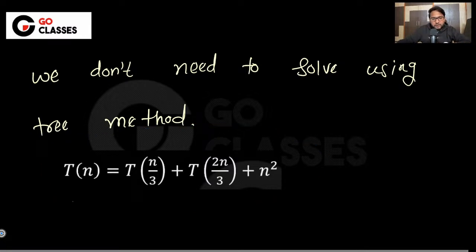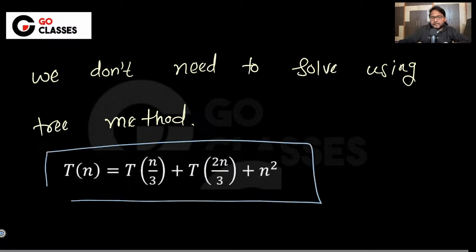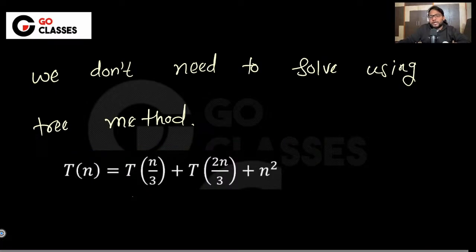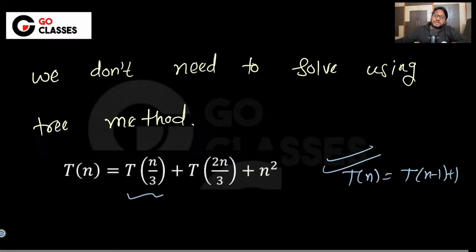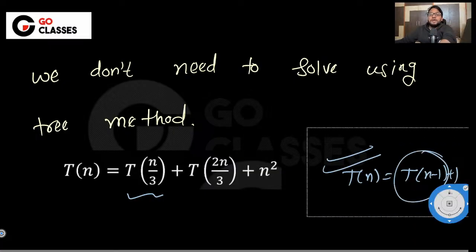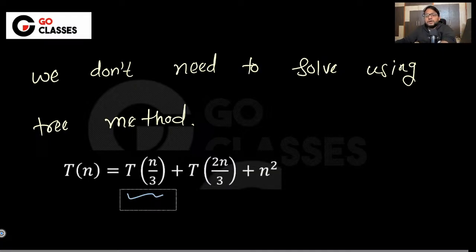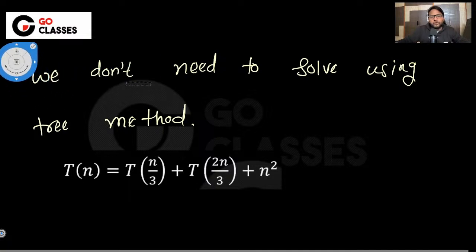See, those who know the substitution method, we have already seen it. It will be very complex to use the substitution method if we have 2T. If the form is like T of n minus 1 plus 1, with only one T, then substitution is good. If there are two T's, then substitution will be very complex. So we want to solve this question, and I'm saying that we don't need the tree method or Master's theorem. Obviously, we can't apply it. Then how?